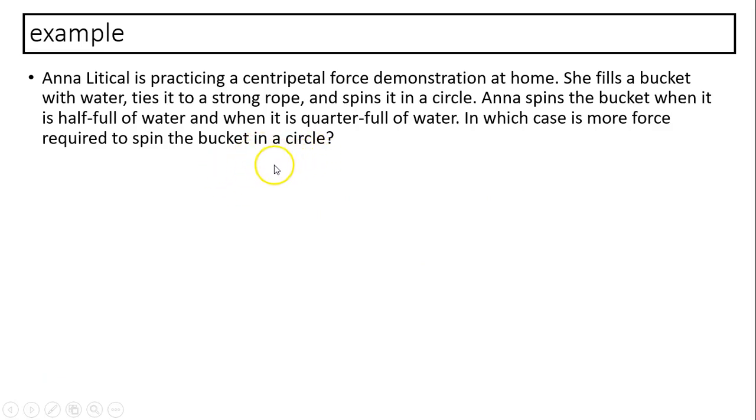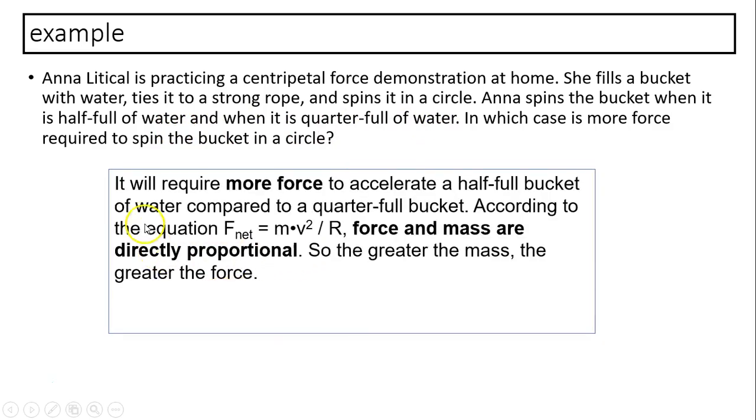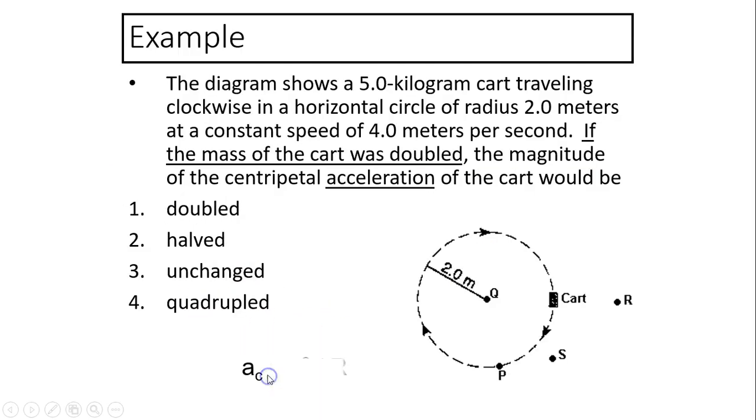Think about it, F equals ma. So more force is required for more mass. So half full of water requires more force. A quarter full of water would require less force. This is because F net equals m v squared over r. Force and mass are directly proportional, so the greater the mass, the greater the inertia, the greater the force required to change the motion.